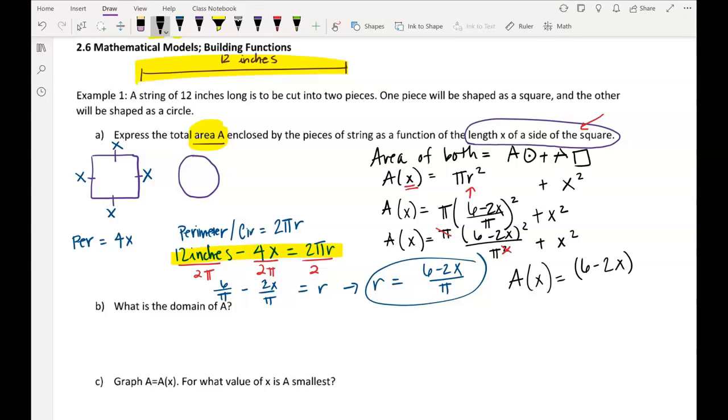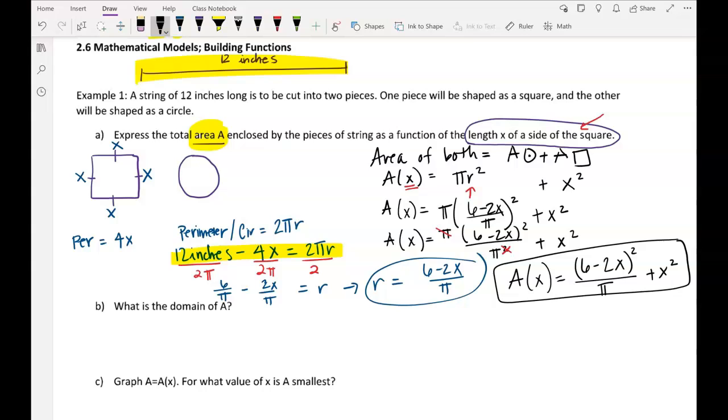And remember, do you know what x represents? I hope you do, because if you don't, you're going to be in trouble, because you don't know what you're looking for if you don't know what each variable represents, right? X represents one side of the square. A represents what? The total area of both shapes. So now we have the formula to find the total area of both shapes.